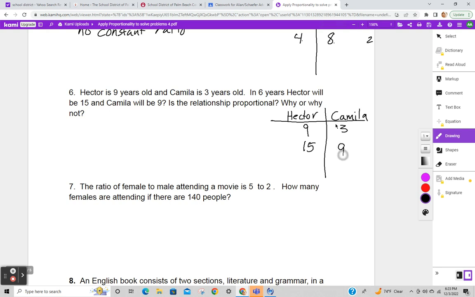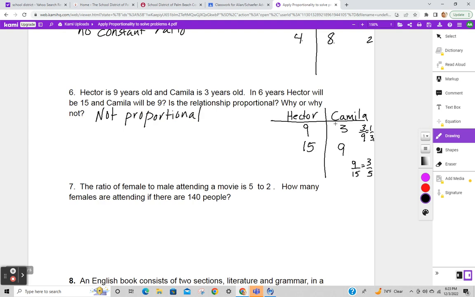She will be 9. Is this relationship proportional? Well, let's check and see. y divided by x, 3 over 9 is 1/3. 9 divided by 15, let's see what that is. Divide this by 3, you get 3. Divide this by 3, you get 5. See, we get 1/3 here, 3/5 here. It is not proportional. So we can't use a proportion because it's not proportional.